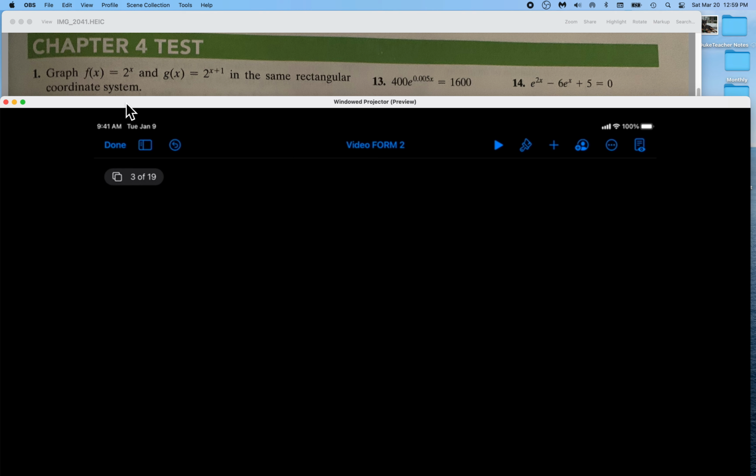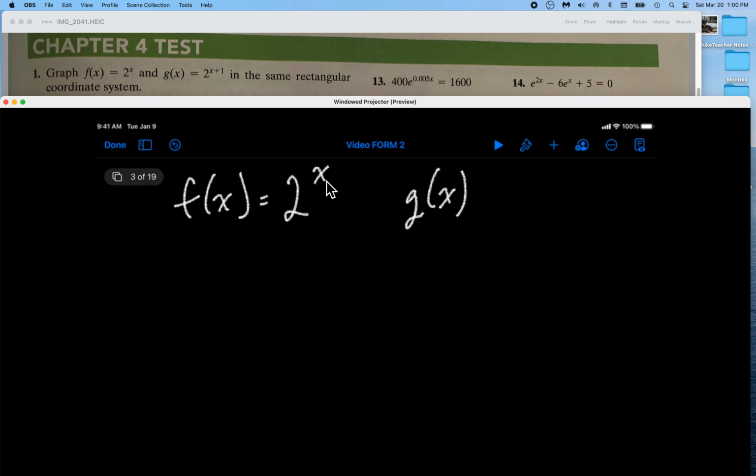First, let's talk about the intuition of the first function, the majority of which will also apply to the second one. We have y, or f of x, equals 2 to the x. Is this a legal exponential function? The answer is yes, and the reason is that the x is in the exponent. It's not down here with the base. Also, this base is a legal base.